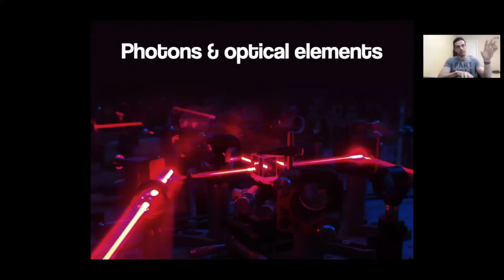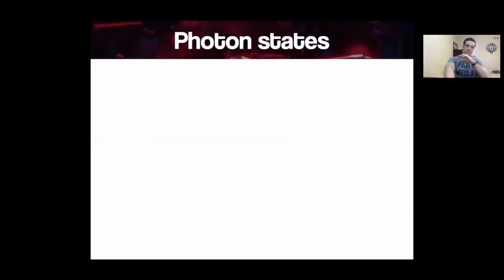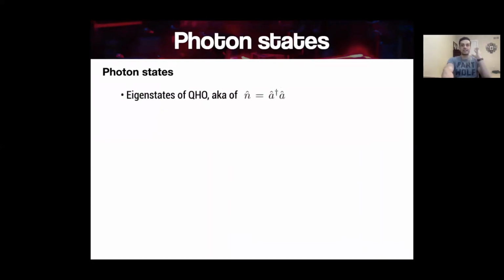So let's talk a little bit about photons and optical elements. Photon states: if we're going to be working with photons, they're going to be carrying our quantum information. We need some way to describe their states. They're the eigenstates of the quantum harmonic oscillator, or equivalently, eigenstates of the number operator, A dagger A. So we can denote these states in terms of the number of photons: 0 being the vacuum state, and then 1, 2, etc.